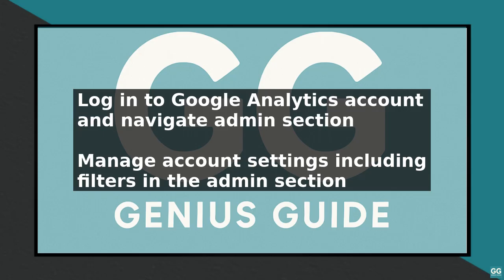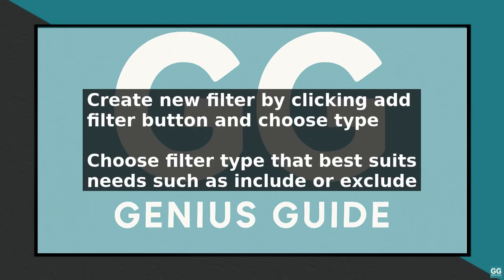Here, you will need to choose the type of filter you want to apply. There are several types of filters, including include, exclude, lowercase, uppercase, and search and replace. Choose the type of filter that best suits your needs. For example, if you want to exclude traffic from a specific IP address, you would choose the exclude filter type and enter the IP address.